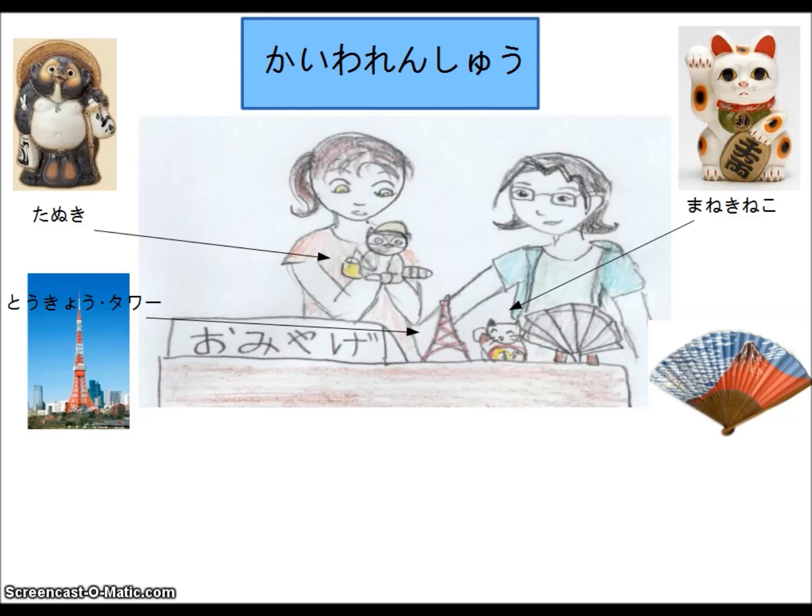Next, we have the maneki neko, which you'll see a lot in stores. Not just stores in Japan, but in a lot of Asian-themed stores in America too, because they often are said to bring good luck into stores and bring in customers and bring in money. And finally, we have a Japanese-style fan, the sensu.